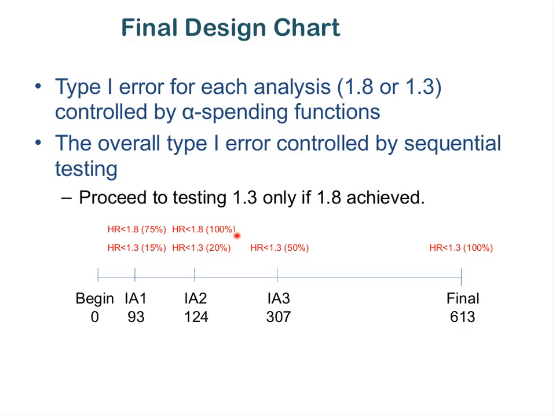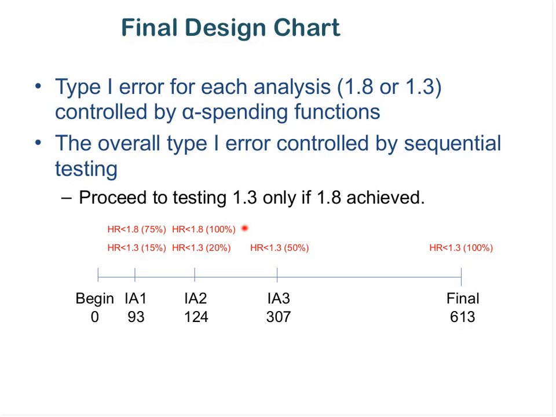Then you would have the second interim analysis where you test again for 1.8 and have option to go down to 1.3 if you achieve 1.8. As I said, 1.3 is much more difficult to achieve, so there is no even point in looking at 1.3 unless you achieve 1.8. And also for the sake of protecting alpha, for statisticians on this call, obviously you need to go sequentially anyway.